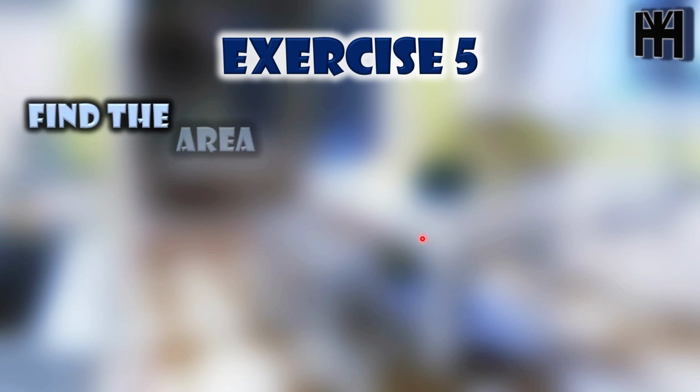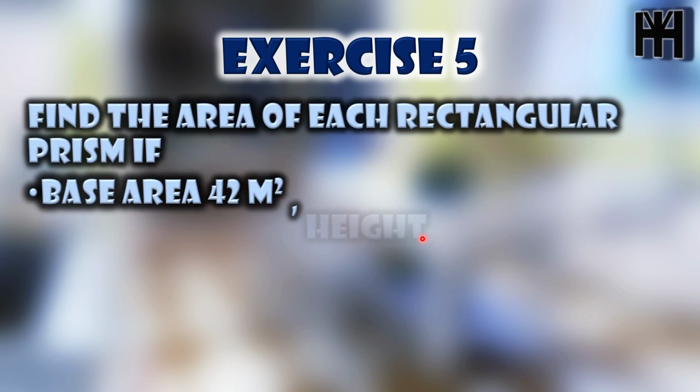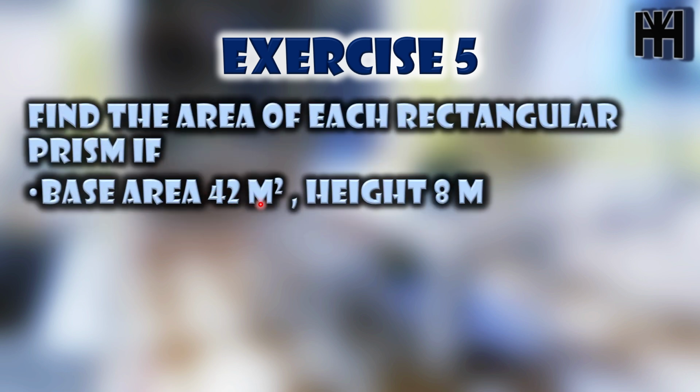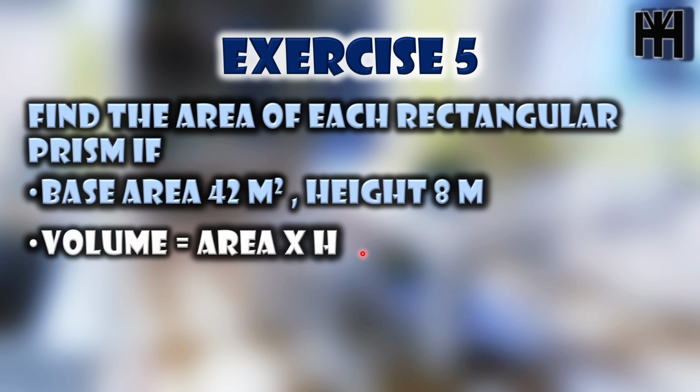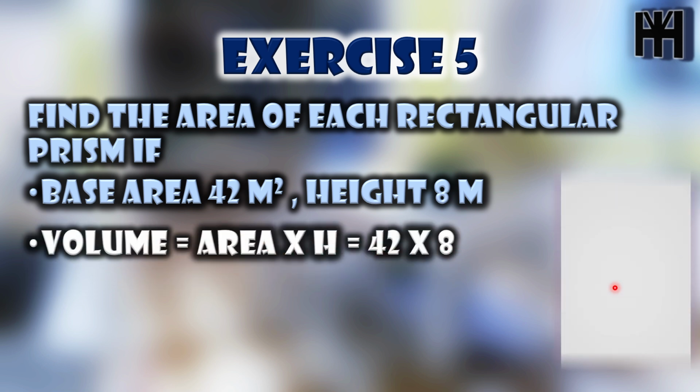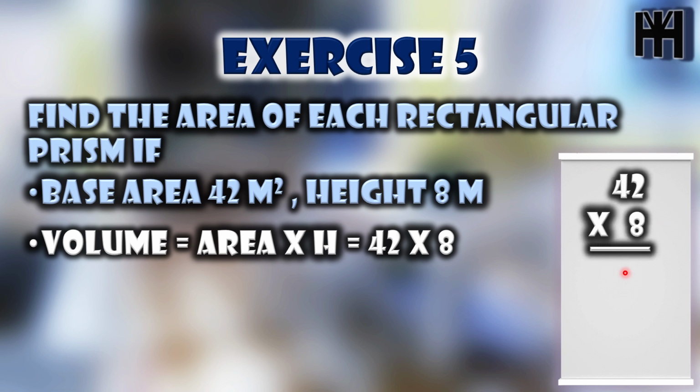Exercise 5. Find the volume of each rectangular prism if the base area is 42 meters squared and the height is 8 meters. Okay. So the volume is area times height, so it's 42 times 8. Let's multiply them. 42 times 8.